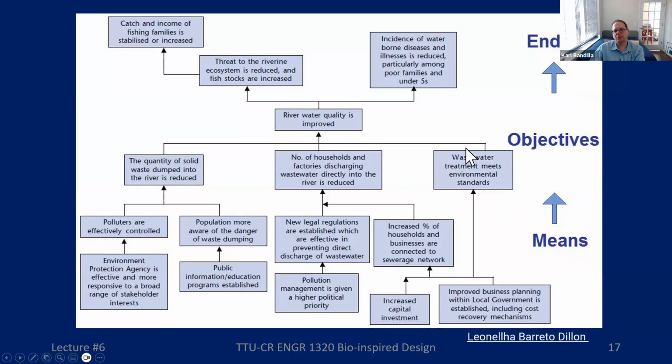So basically the objectives are going to be sitting here. What are my objectives, right? So in this case, the objective would be to improve the water quality of the river, right? The means are basically the lowest level of things down here. If we stick with our specific example, the means of improving the water quality would be to reduce the number of houses that are discharging into the river, right?